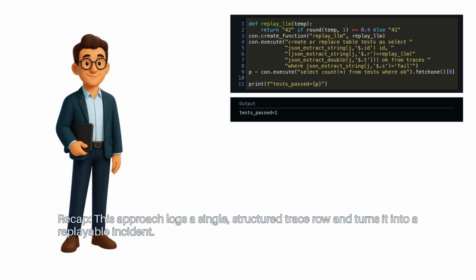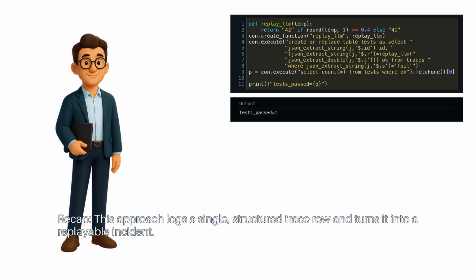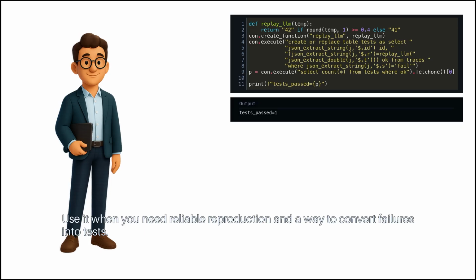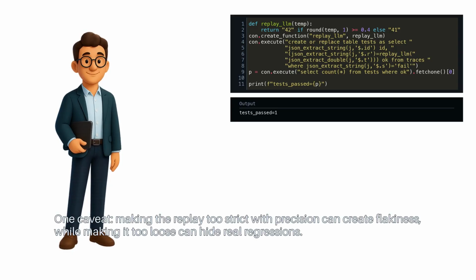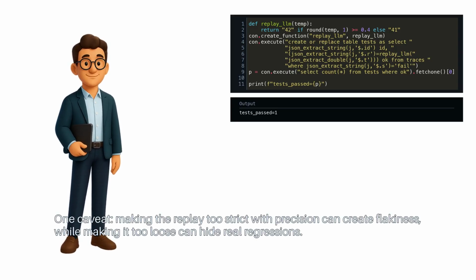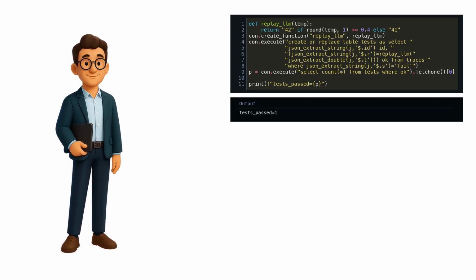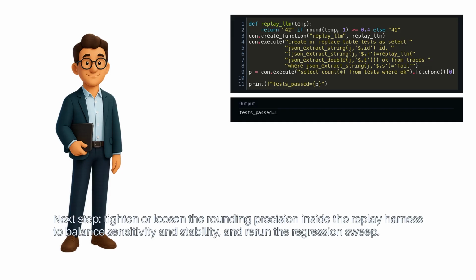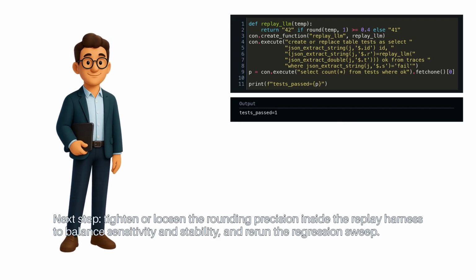Recap. This approach logs a single structured trace row and turns it into a replayable incident. Use it when you need reliable reproduction and a way to convert failures into tests. One caveat: making the replay too strict with precision can create flakiness, while making it too loose can hide real regressions. Next step: tighten or loosen the rounding precision inside the replay harness to balance sensitivity and stability, and rerun the regression sweep.